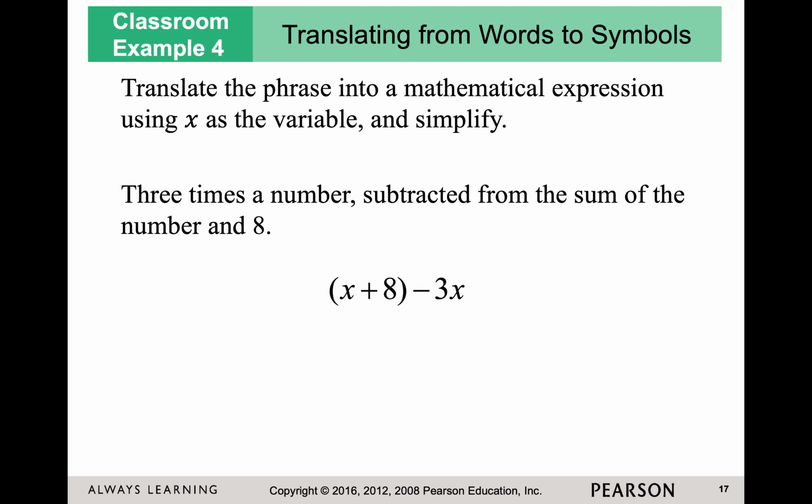Now to simplify this, I don't have anything to distribute to x plus 8, so I can drop that grouping parenthesis. Now I have like terms. I have x and negative 3x. Those are like terms. So 1 plus negative 3 is negative 2x plus 8. That's as far as I can take that because those are not like terms.